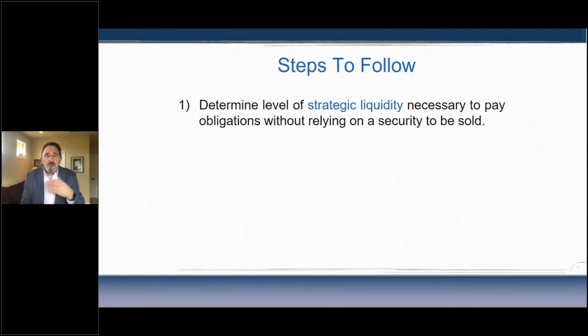Now, to construct that dynamic portfolio, that investment plan, there are basically 5 criteria that you have to be aware of. The first and foremost is, do you have adequate liquidity? Because one of the questions is, how do I quantify stewardship if I use suitability? Well, what are the quantifiable parts of suitability that I can use to evaluate whether I'm a good steward? That first step is, do you have adequate liquidity to pay obligations without relying on a security to be sold?